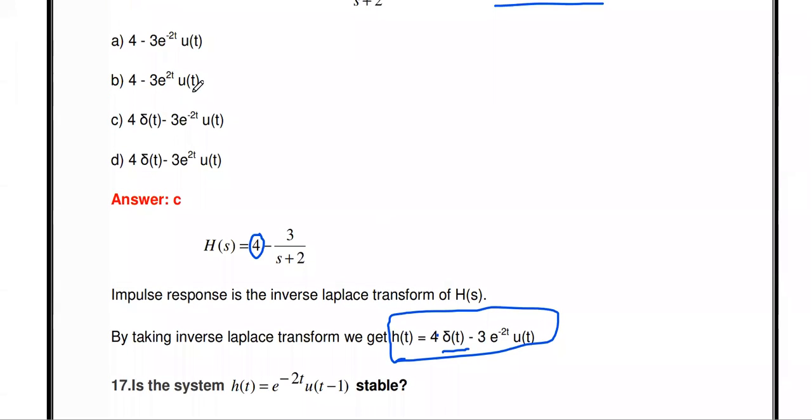So where is the answer? In the first option, 4 into delta of t is not available. In the second also, delta of t is not available. In the third one, 4 into delta of t minus 3 e power minus 2t u of t. So this is the correct answer. You can see here e power plus 2t is given, which is not correct; this is the correct one.